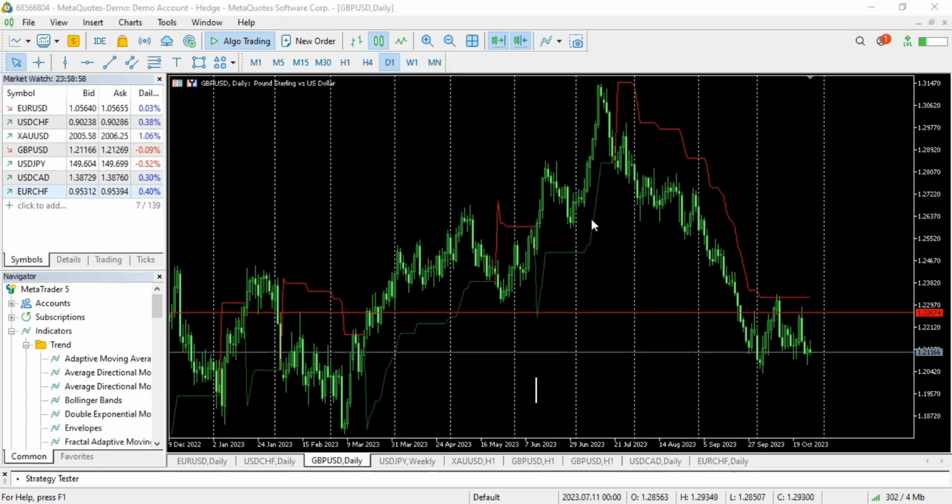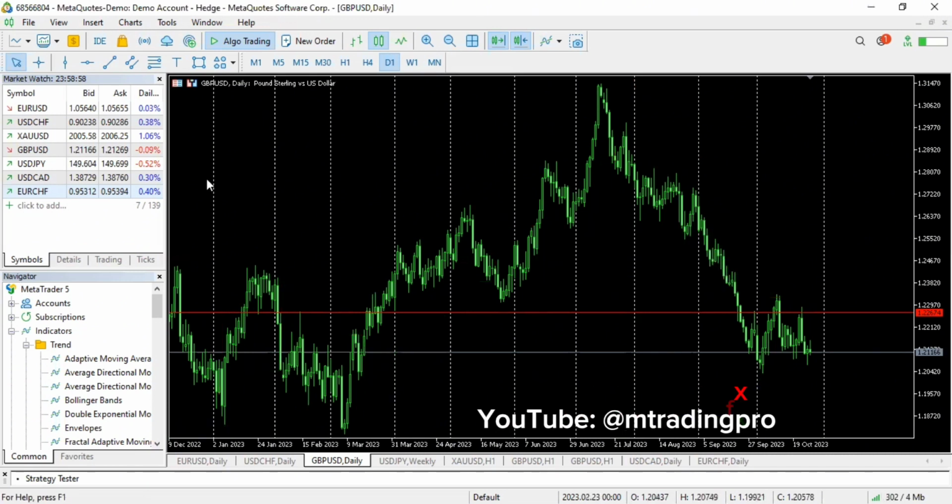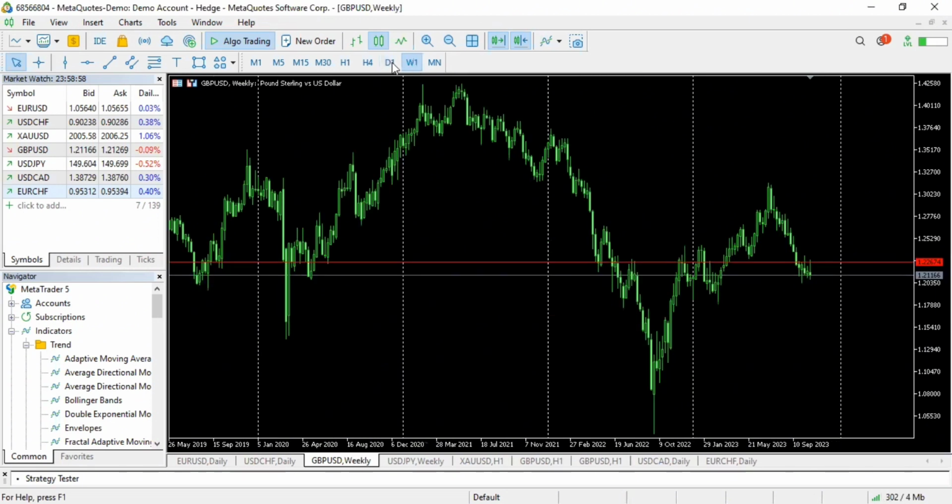So let's quickly get to it. So this pounds dollar, and we have this structure here. A lot of things have happened in this market, but let's see how we can explain.